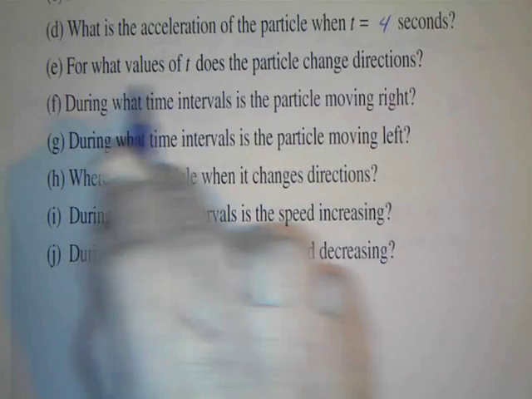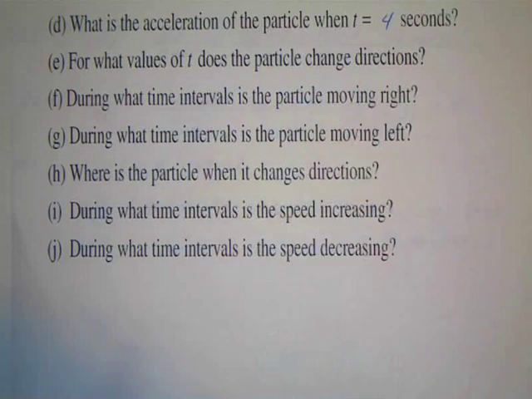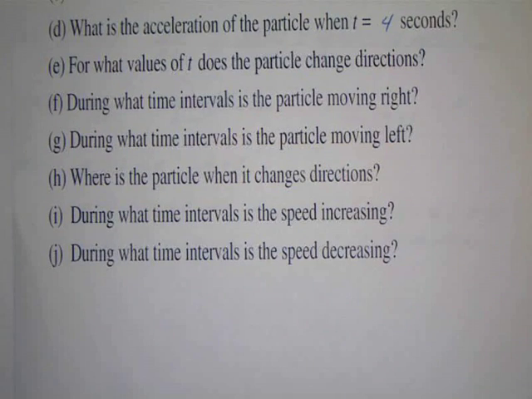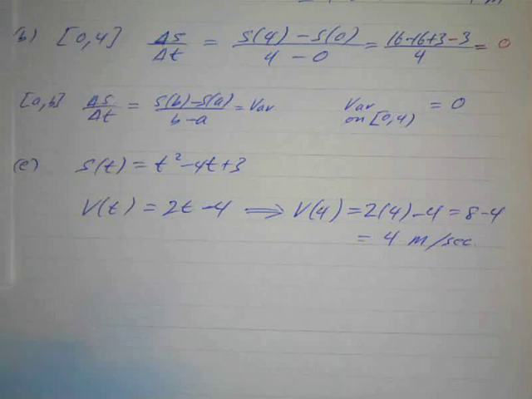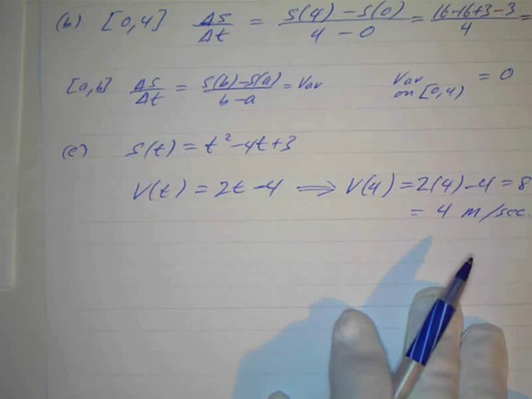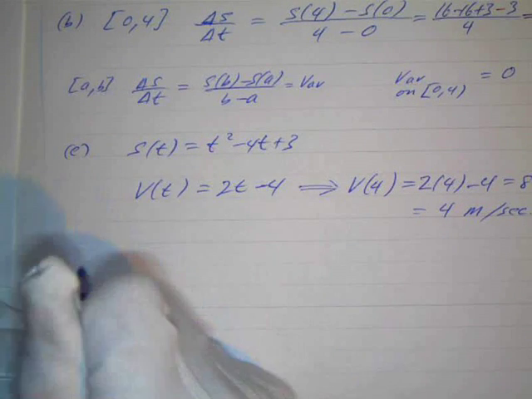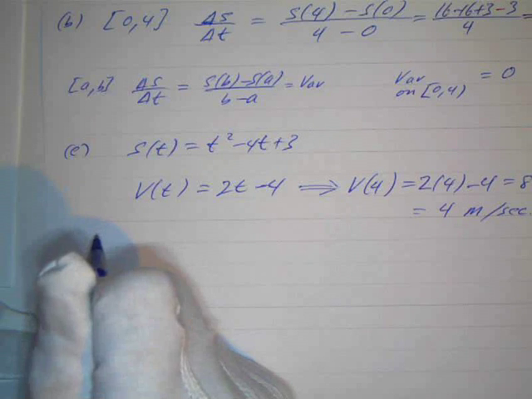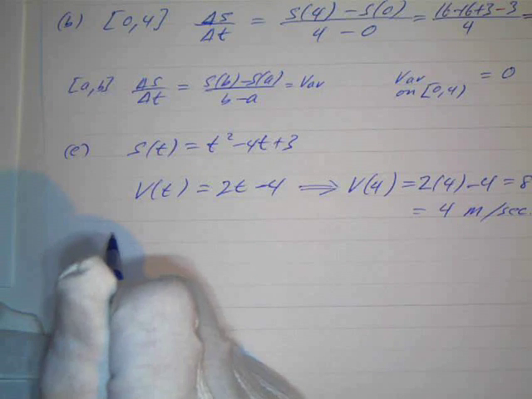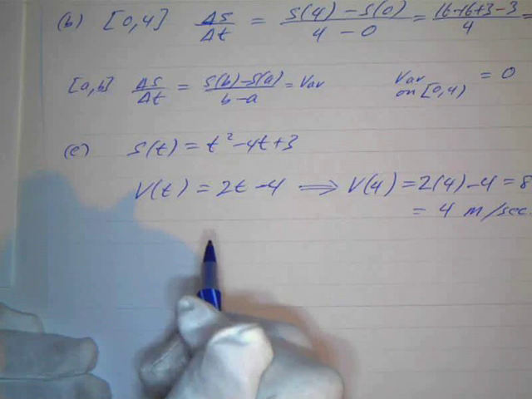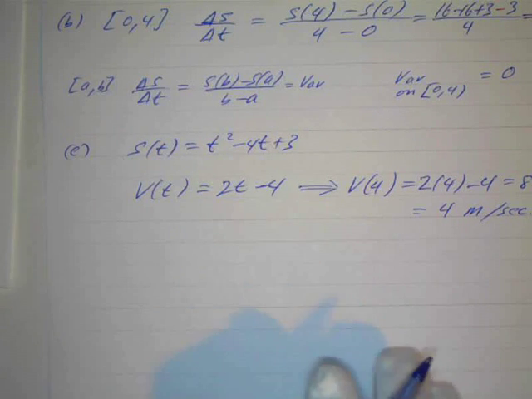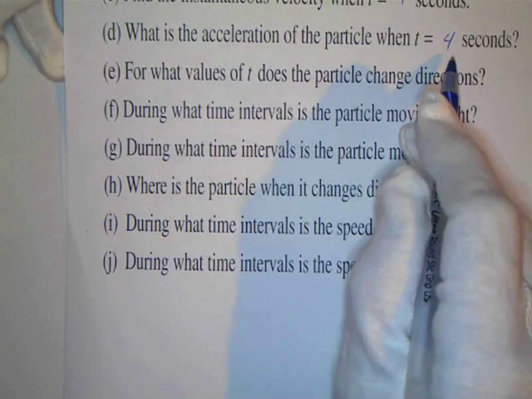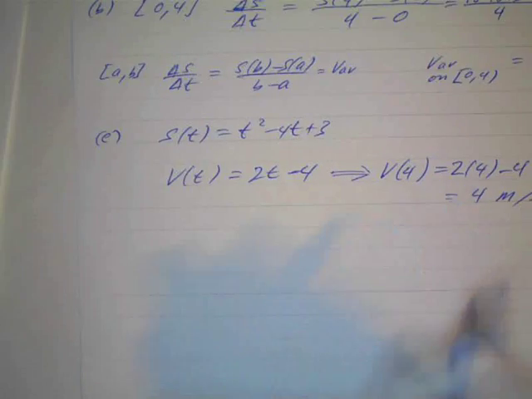For what values of t does the particle change direction? Well, it has to stop, right? You can't change directions unless you stop. So it stops. Oh, I'm sorry, I skipped one. D, what's the acceleration of the particle at t equals 4 seconds? Acceleration, that's D.